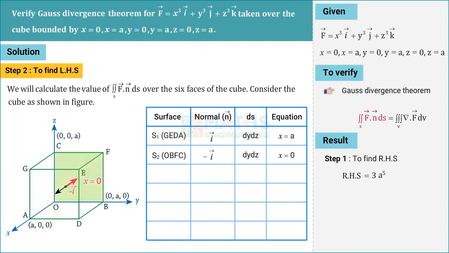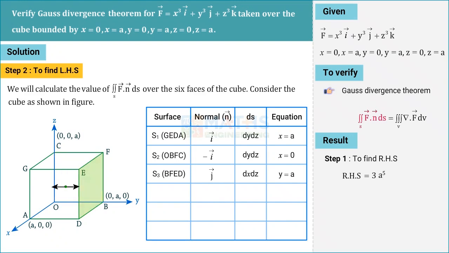You consider the next surface OBFC. Here what is the normal to the surface? Negative direction of x-axis. So that we take that as minus i vector. Equation of the surface is x is equal to 0. So dx value becomes 0. We have y and z coordinates alone. So dS is equal to dy dz.